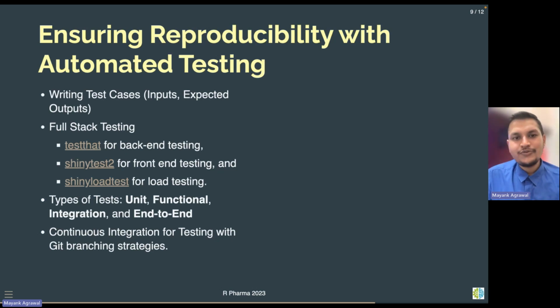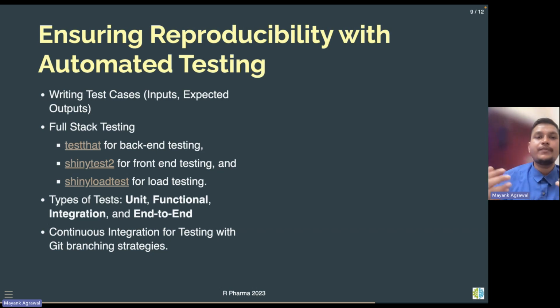You could use Shiny Test 2 for front-end testing, or UI or UX testing, and Shiny Load testing for load testing, which is basically mimicking multiple users at the same time on your server to see if your server scales up or scales down as it is supposed to. We also implemented the continuous integration of this testing with Git branching.